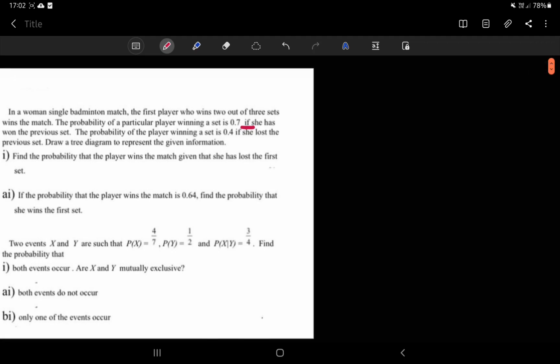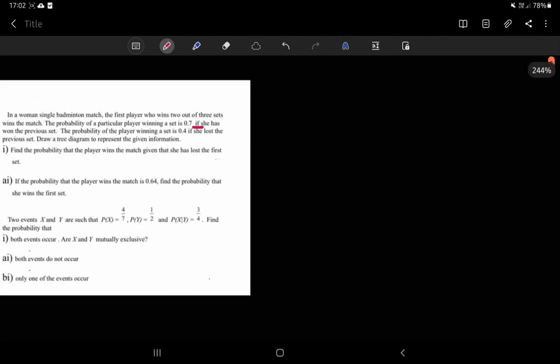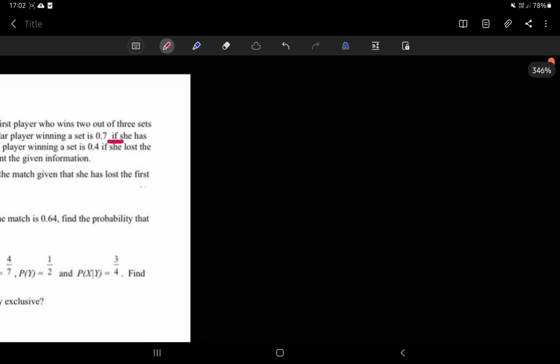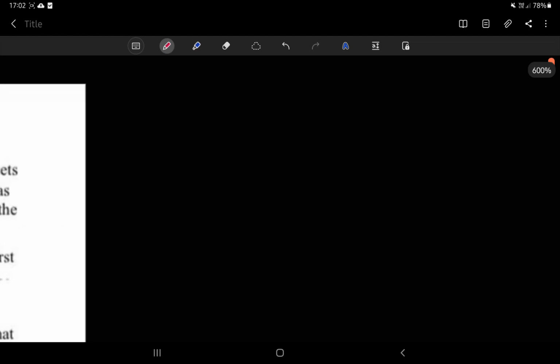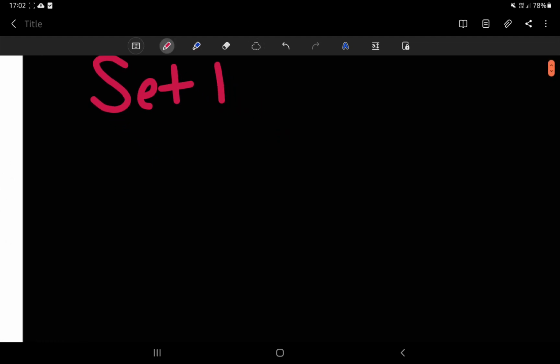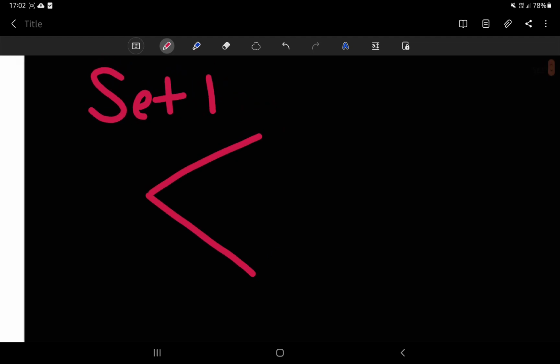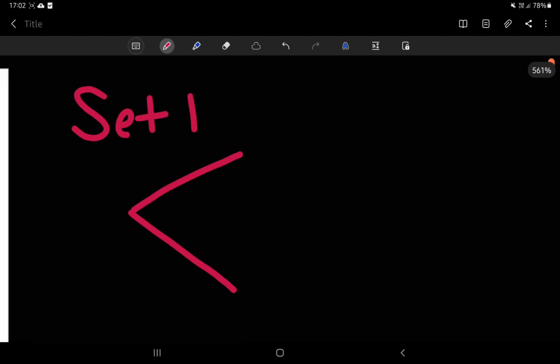We are required to draw a tree diagram. So let's do the first part first, drawing the tree diagram. In order to draw the tree diagram, we need to consider each set. So first is set 1, and then we have win and loss. So first set, win or loss.